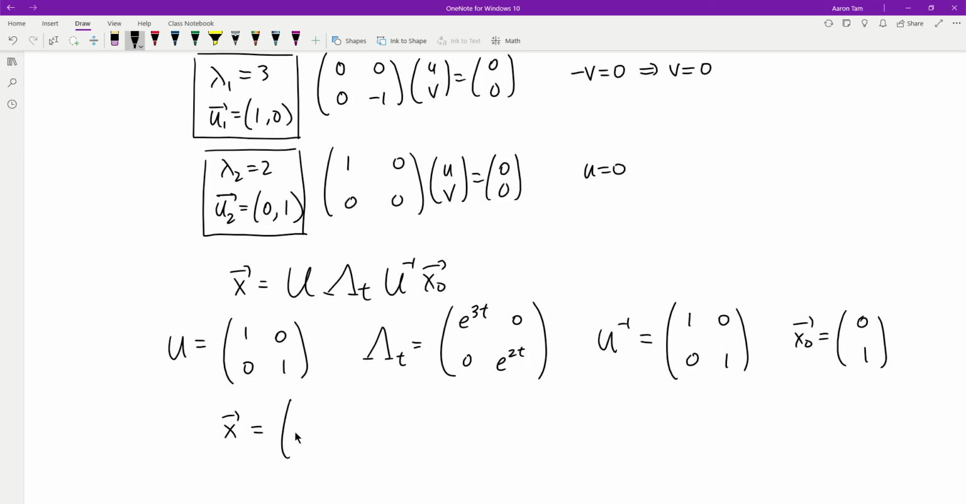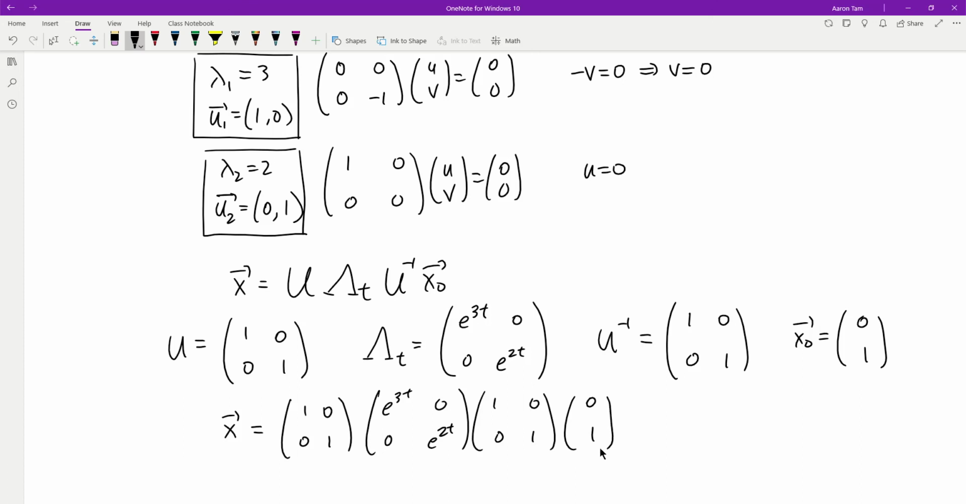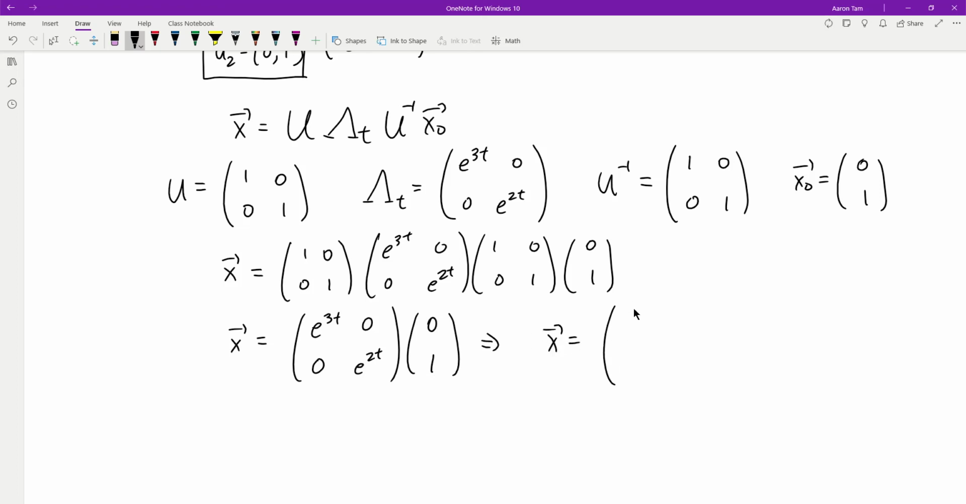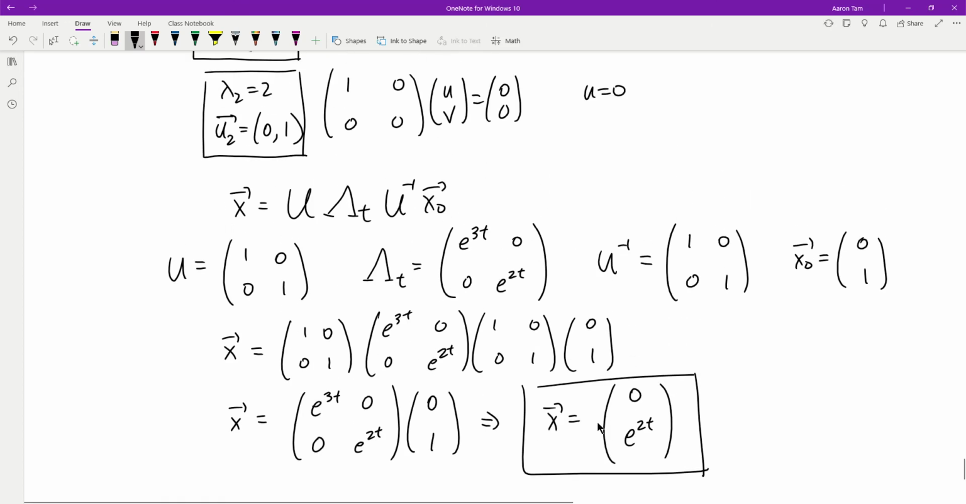My solution is going to be 1, 0, 0, 1, times e to 3t, 0, 0, e to 2t, times 1, 0, 0, 1, times 0, 1. Now, because both U and U inverse are identity matrices, they just fall off. So that just becomes e to 3t, 0, 0, e to 2t, multiplied by 0, 1. So that implies vector x is equal to 0, e to 2t. That's my solution.